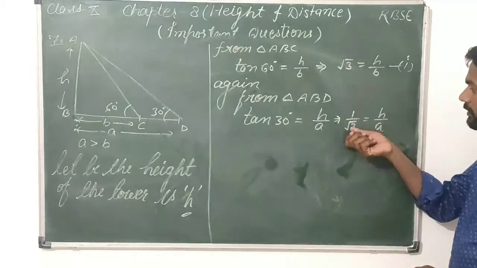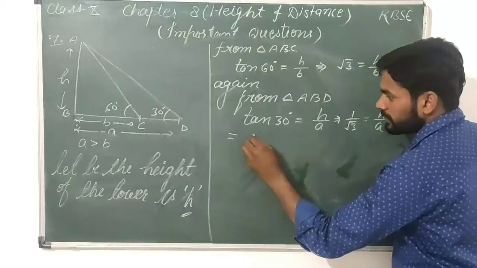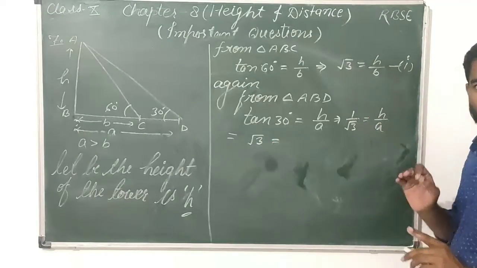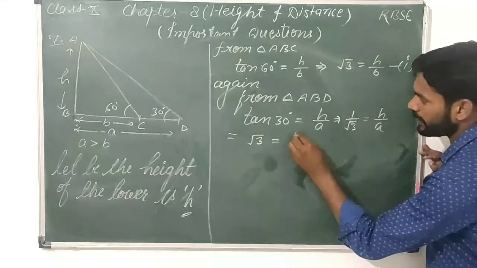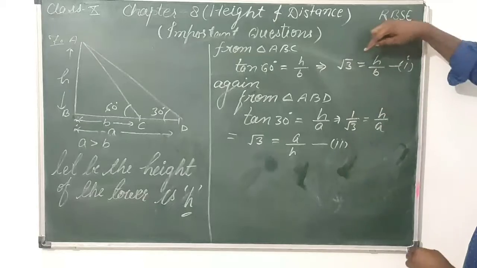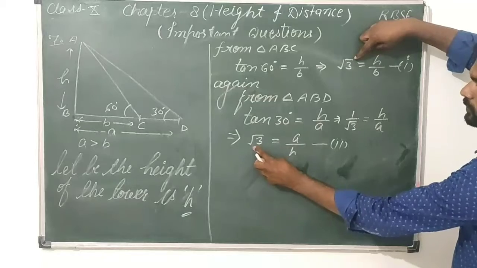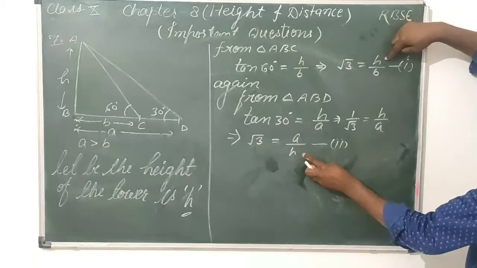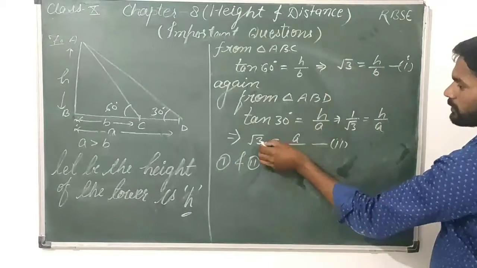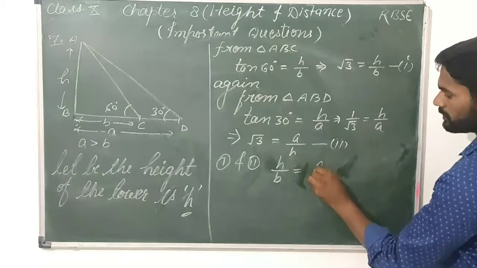So I am changing the orders of the numerator and denominator in this case and using the reciprocals. Then the denominator will become numerator and numerator will become denominator, then a upon h. It is equation number second. Now check here, equation first and second both are equal to root 3. So LHS are equal, then RHS must be equal to each other from first and second. Root 3 equal to root 3, then h upon b is equal to a upon h.